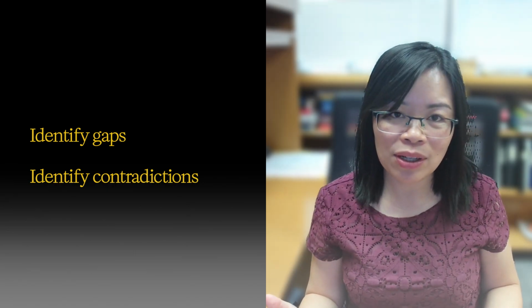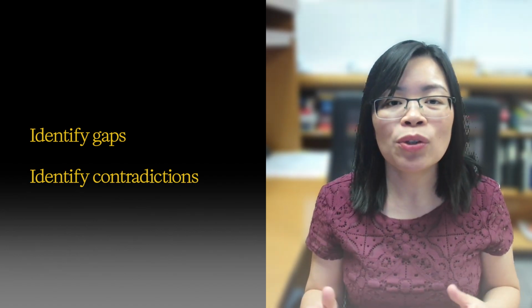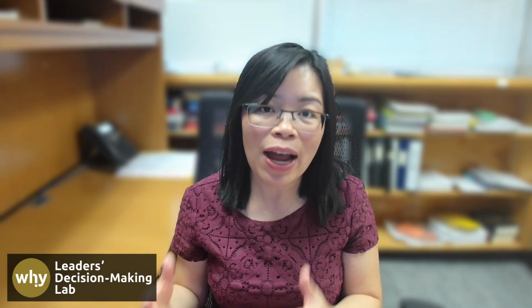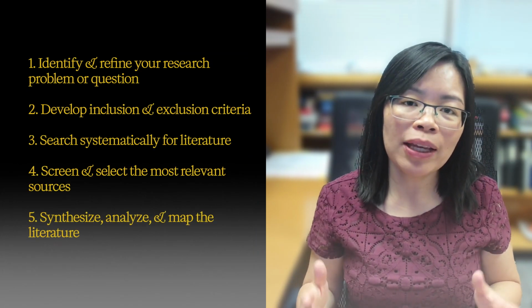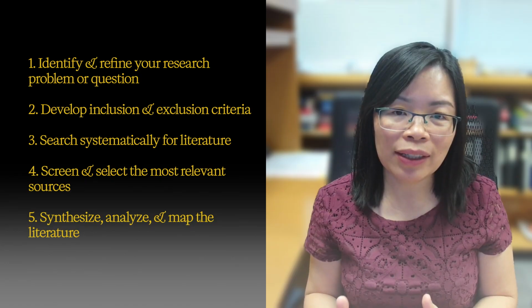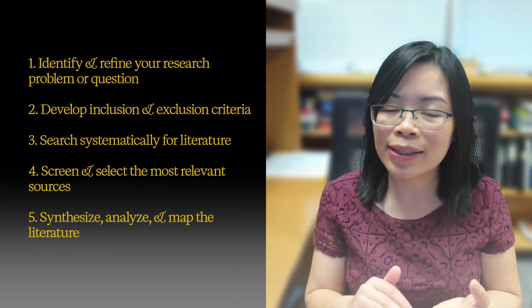Also, identify contradictions. If studies disagree, that's something to explore, maybe due to context differences or methodological differences. This analytical work is what transforms your review from a summary of existing studies to a coherent argument that justifies why your study is important. By the end of this step, you should be able to articulate the state of the art on your topic. Having reviewed the literature, here is what we know, here is what we don't know, and here is how my study will contribute.